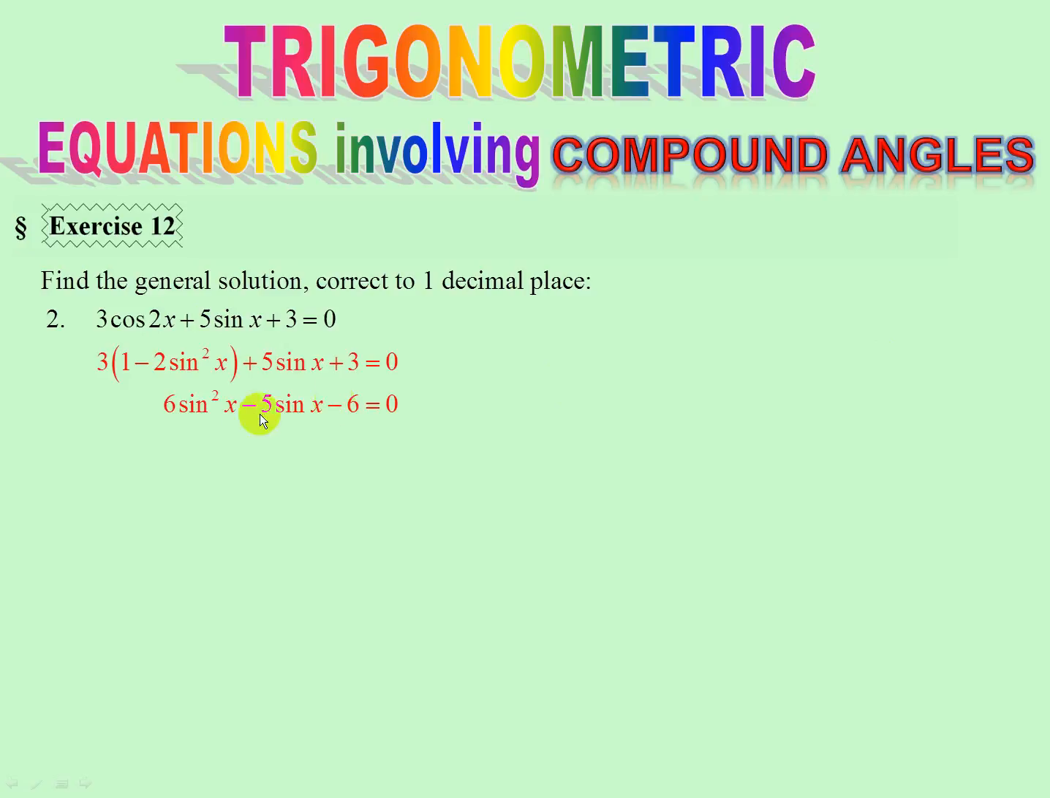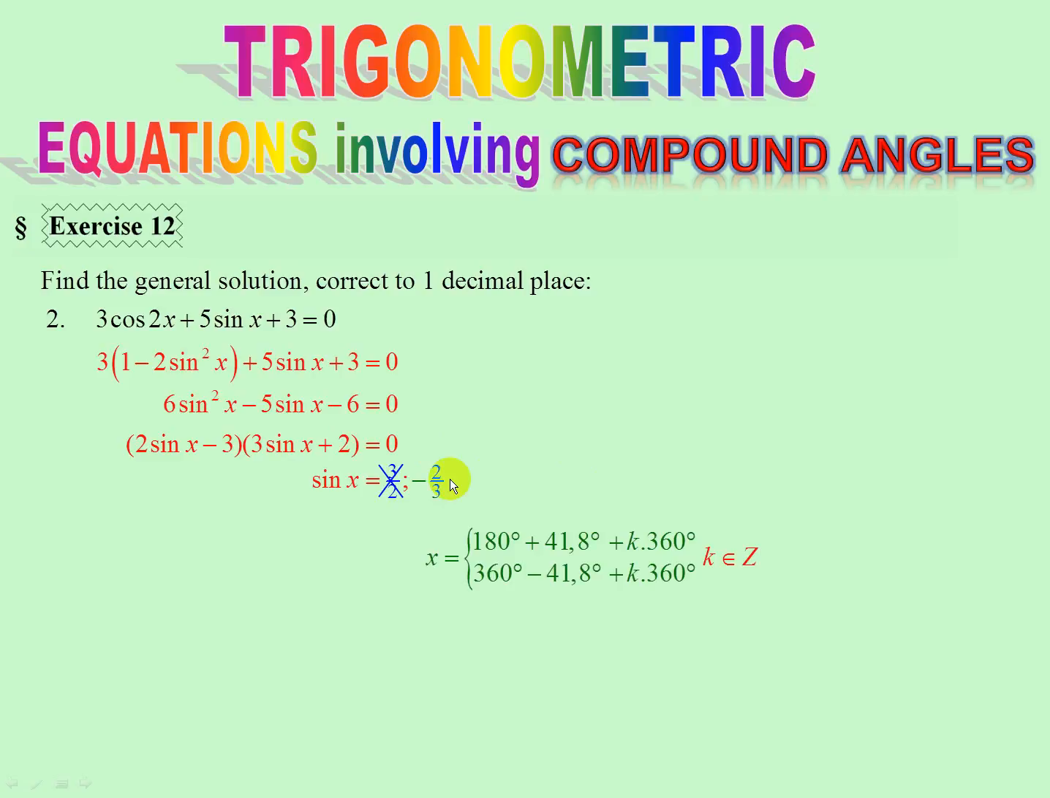And I've simplified it to the quadratic 6 sine squared x minus 5 sine x minus 6 equals 0. Luckily it does factorize. This gives you sine x equal to 3/2, and sine x equal to -2/3. But hang on, 3/2? No. Sine has a range of -1 to 1. Sine cannot be 3/2.